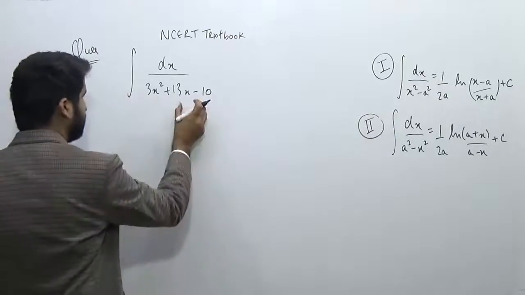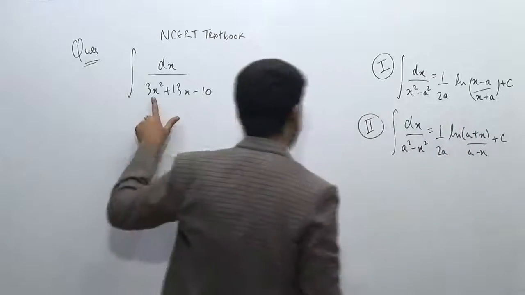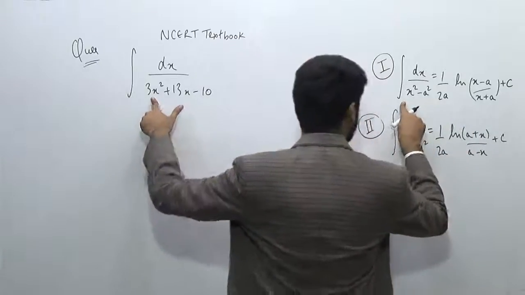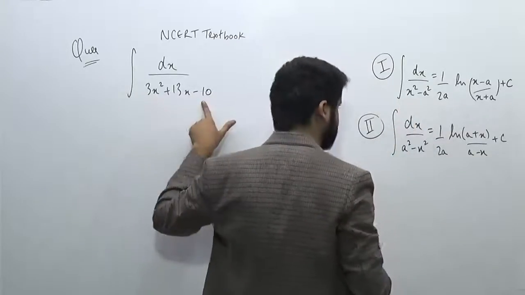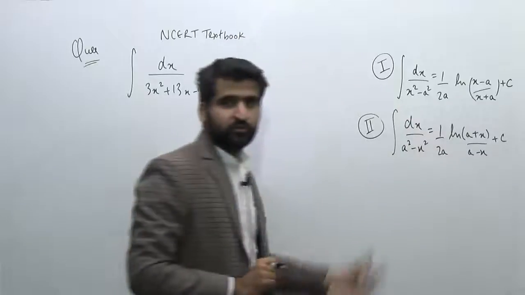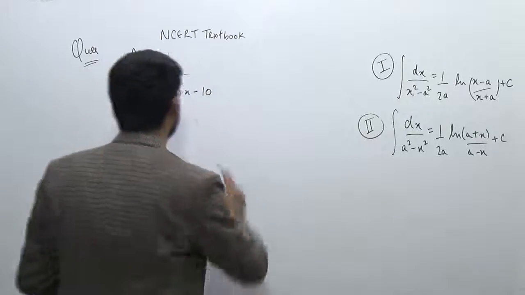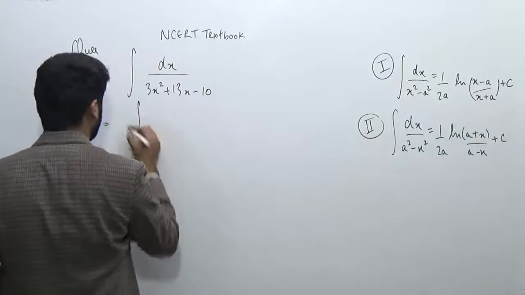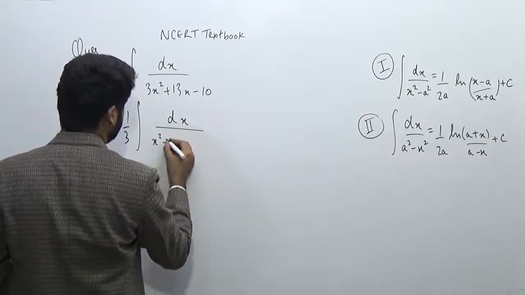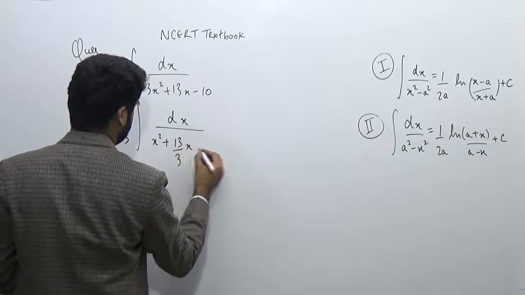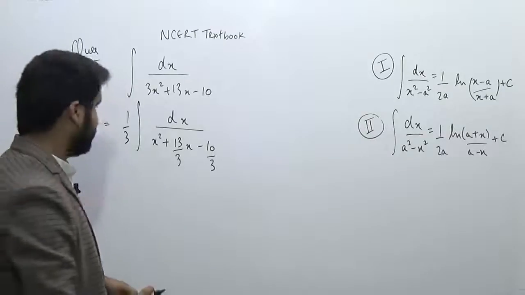Now guys, we have to convert this denominator into such a form. Since x² is positive over here, this is resembling the first type. If this x² was negative, it would resemble the second type. That's how we find out which type this integrand will become. So this will be written as (1/3)∫dx/(x² + (13/3)x − 10/3).